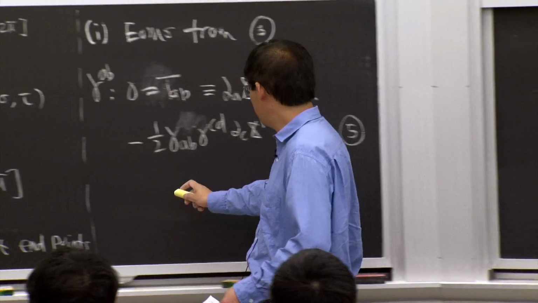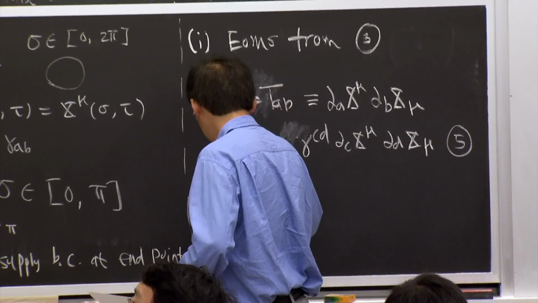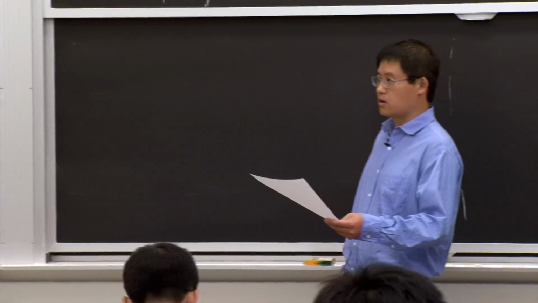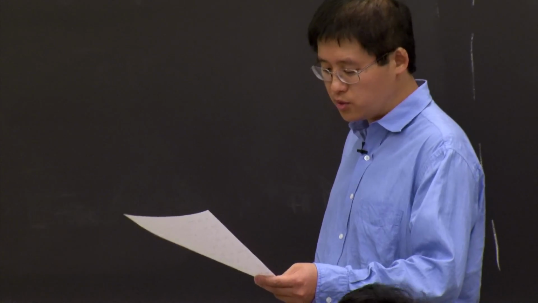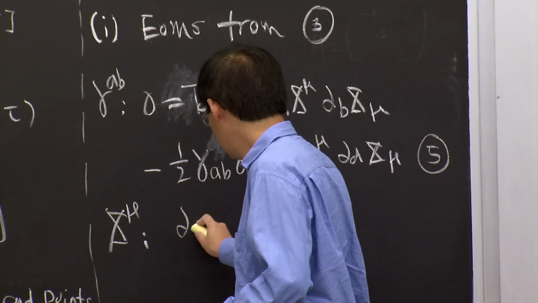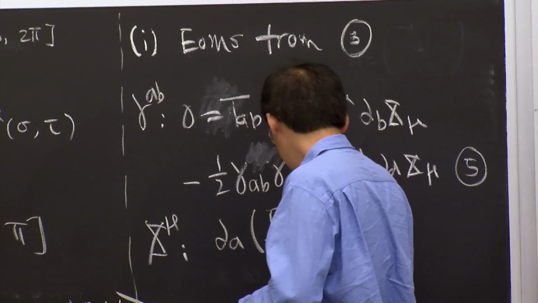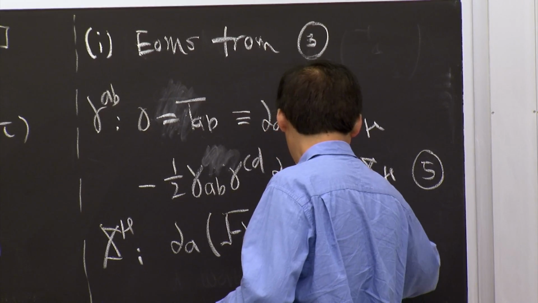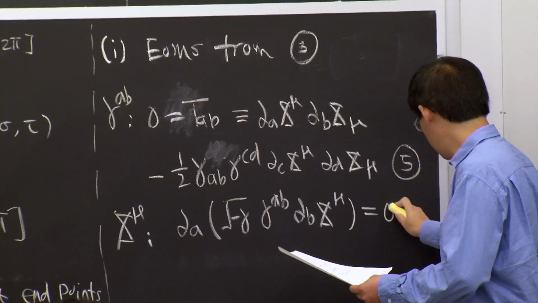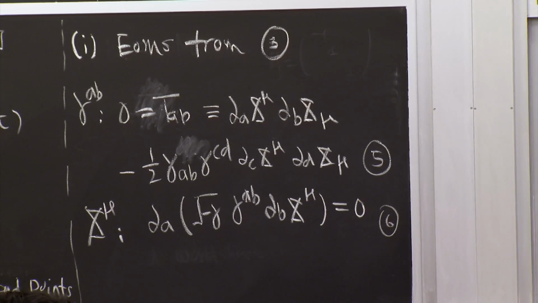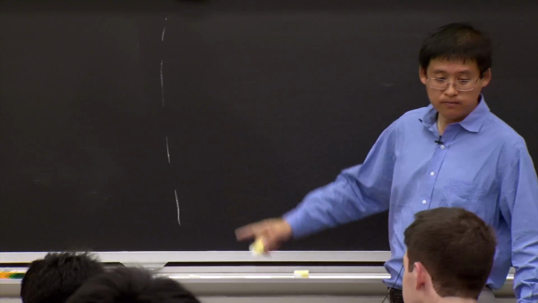So now if you look at the equation of motion for x mu, this is just like a standard scalar field. So this just gives you, let me call this equation 6. So these are all your equations of motion.